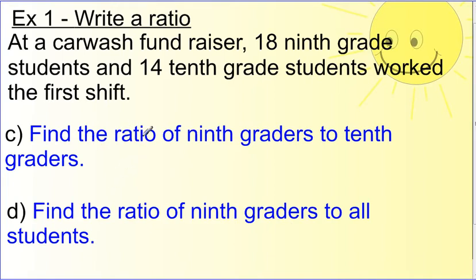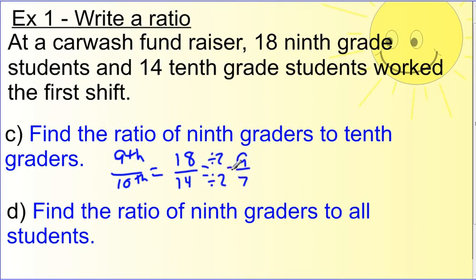Okay, letter C. So we want 9th grade to 10th grade. I like doing this. It helps me keep track of my labels. So, 9th graders, there were 18 of them. And 10th graders, there were 14 of them. Simplify. Divide top and bottom by 2 works because both numbers are even. That gives me 9 here and 7 there. And that does not simplify anymore. So there's one ratio. There's the second ratio. And 9 to 7, there's the third.